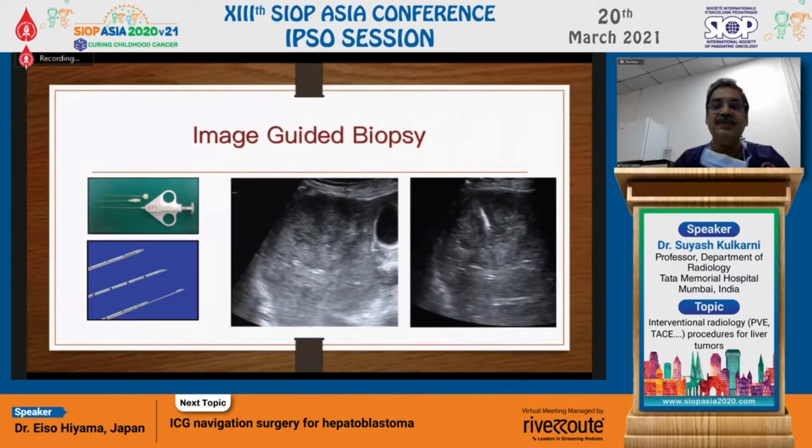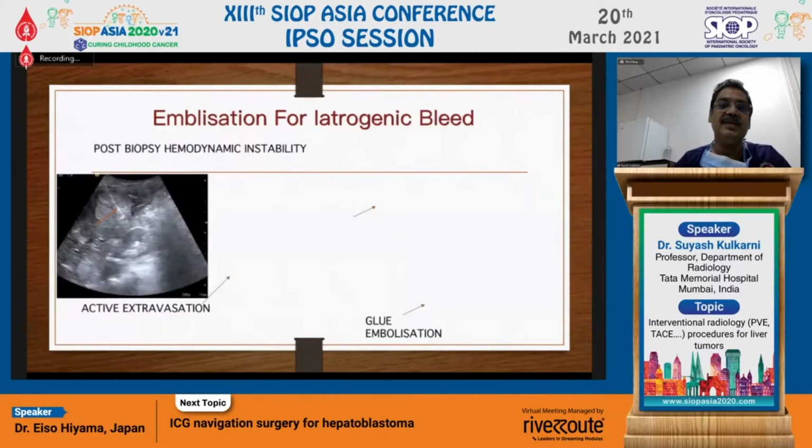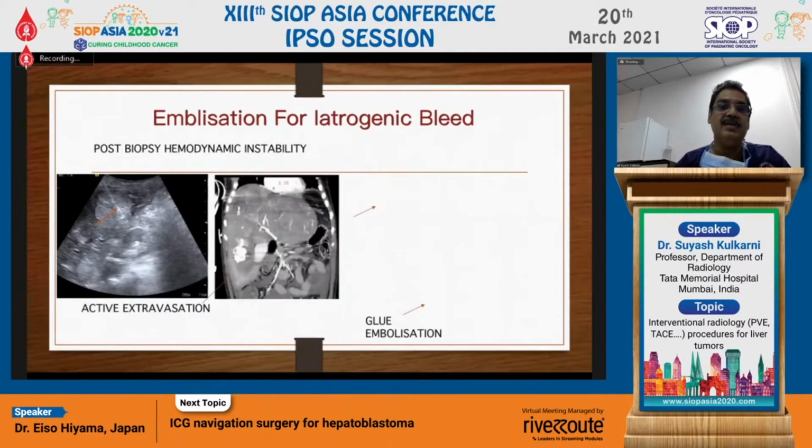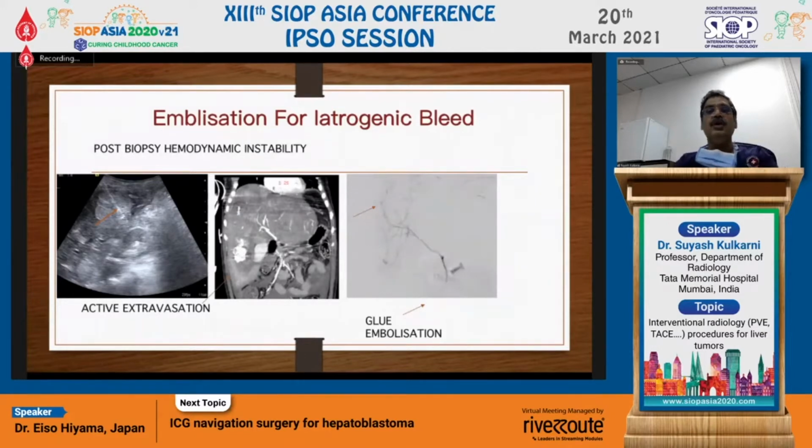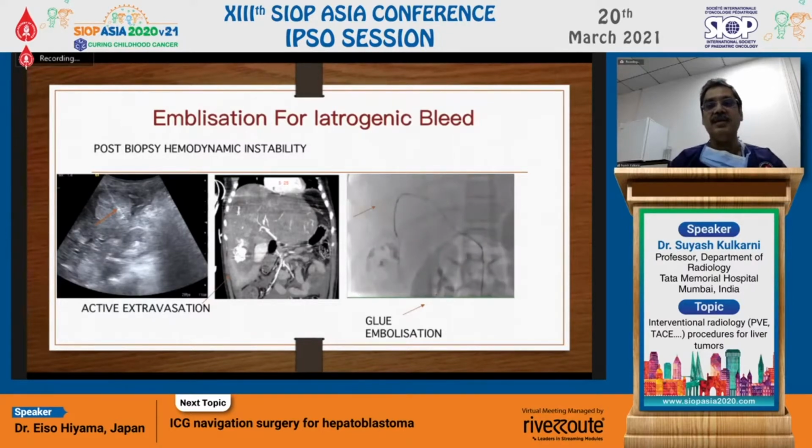Sometimes these tumors are vascular, so there is a possibility that post biopsy, they may bleed. For example, in this patient, there was active extravasation after the biopsy. On CT scan, you can see that there is contrast pooling and the patient was bleeding inside, so there should be a provision to embolize such lesions whenever we are taking them for biopsy. This particular patient was taken immediately for angiography and the bleeding artery was embolized.